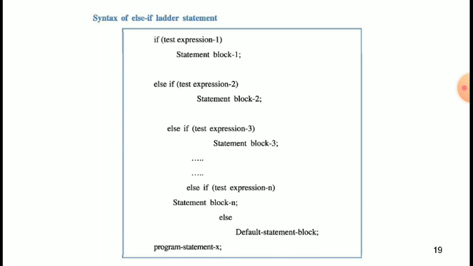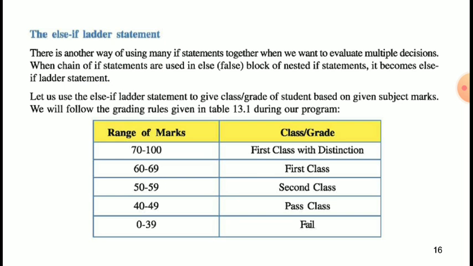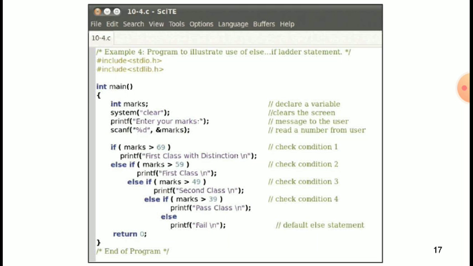Following is an example of an if else if ladder statement. Write a C program to give the class and grade of a student based on given subject marks. 70 to 100 is first class with distinction, 60 to 69 first class, 50 to 59 second class, 40 to 49 pass class, and 0 to 39 is a fail. So that is an example.